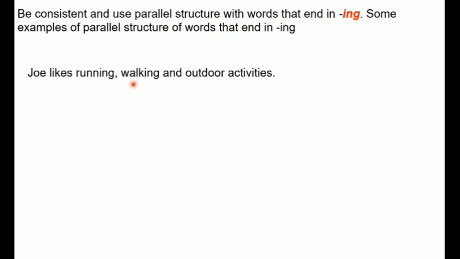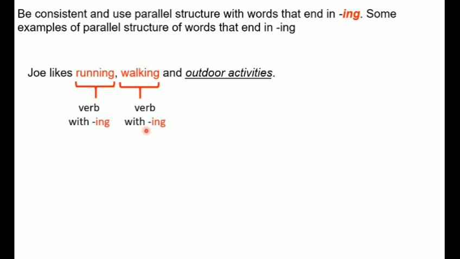Okay, example. Joe likes running, walking, and outdoor activities. Let us analyze the sentence. The first element here is running. It is a verb with ing. And then we have here walking. It is also a verb ending with ing. But the third element here is outdoor activities, which is a phrase without ing. Wala na siyang ing rito. So this is wrong.